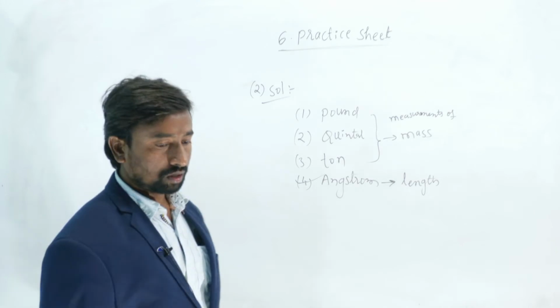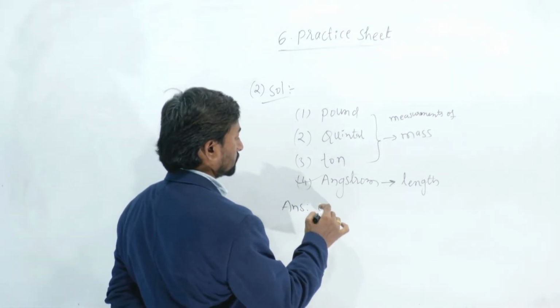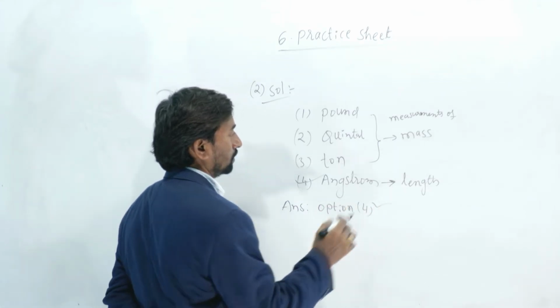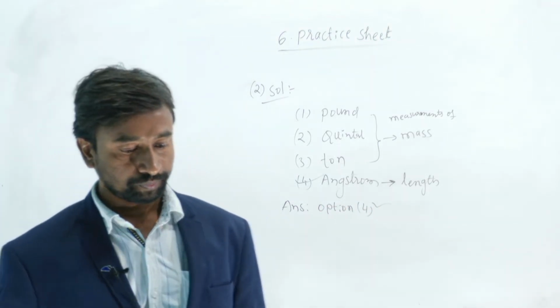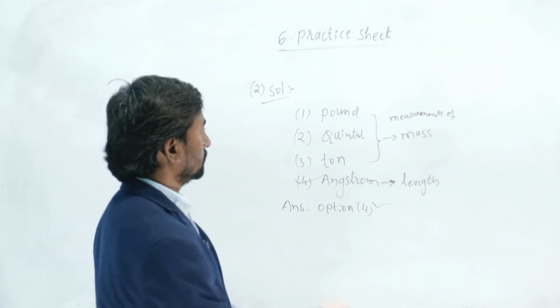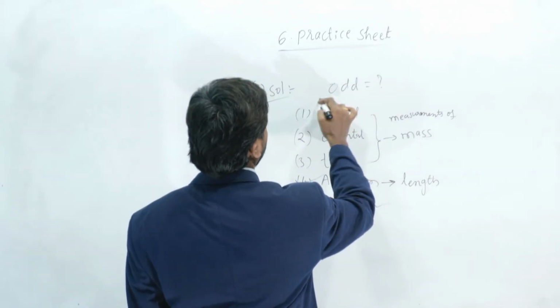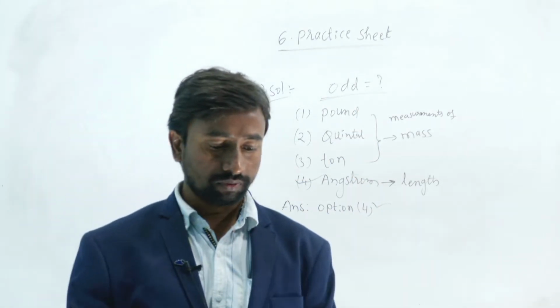Okay. So now the correct answer is option 4. This is the odd one. So from all the options, the odd one is the different one. The different one is what we have to find out there.